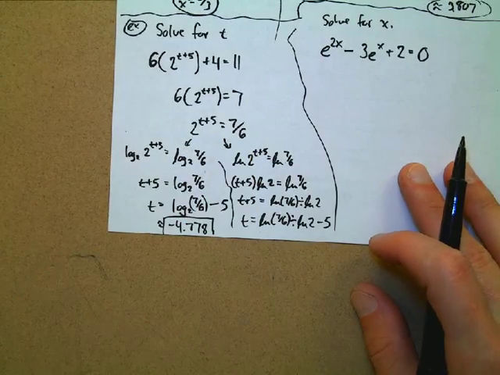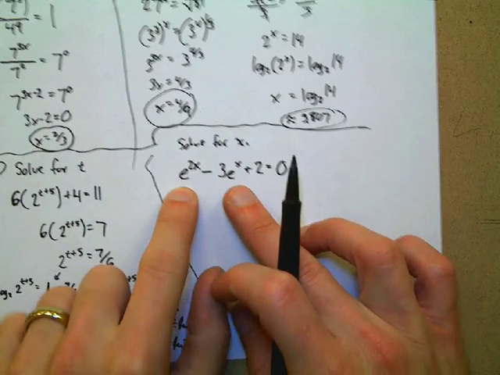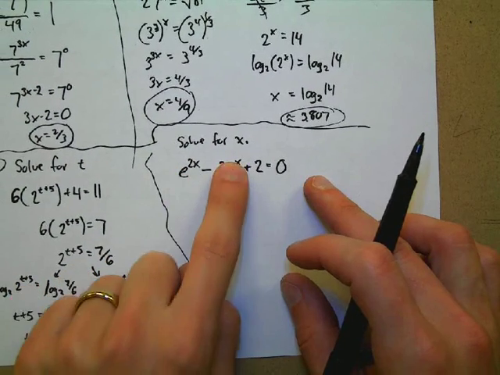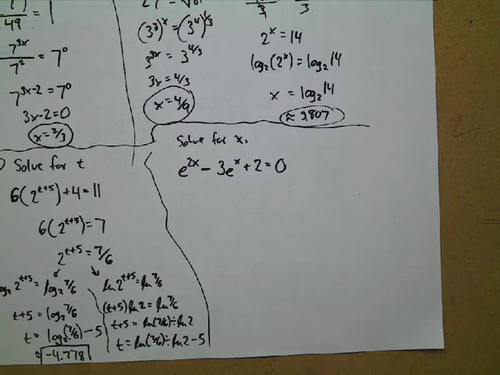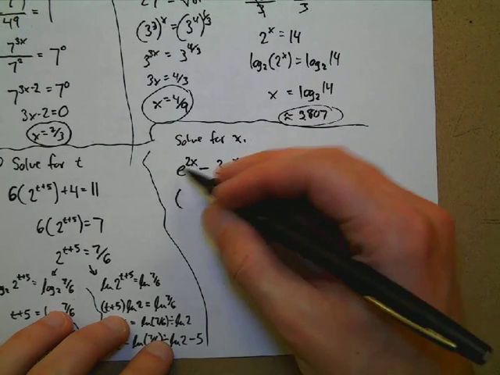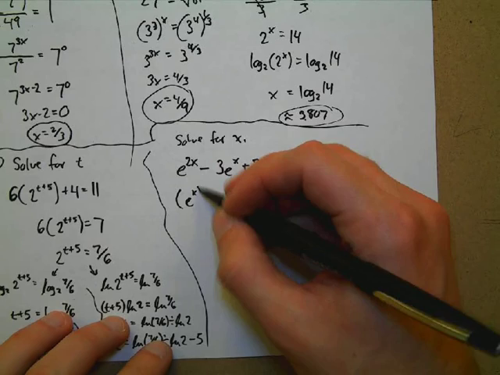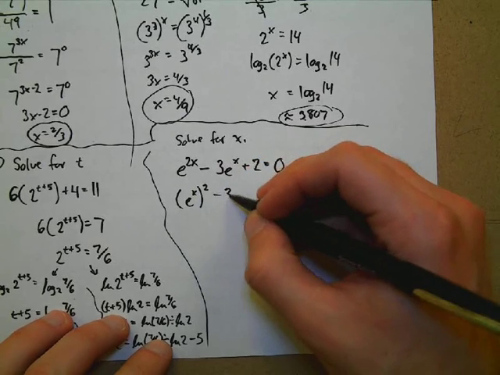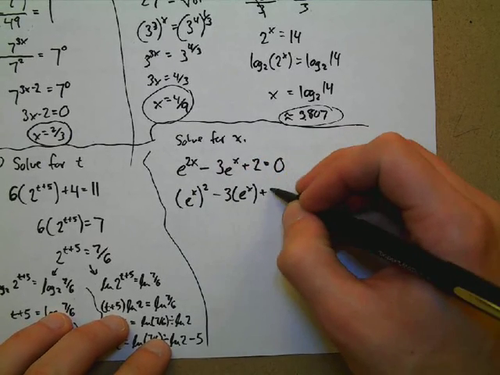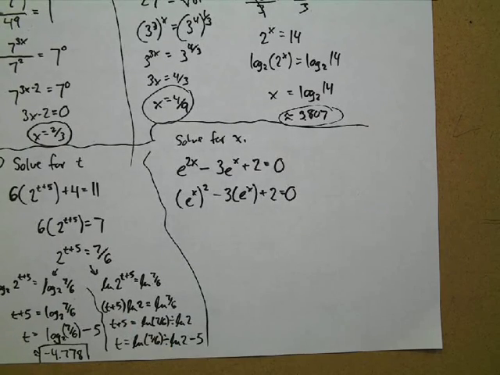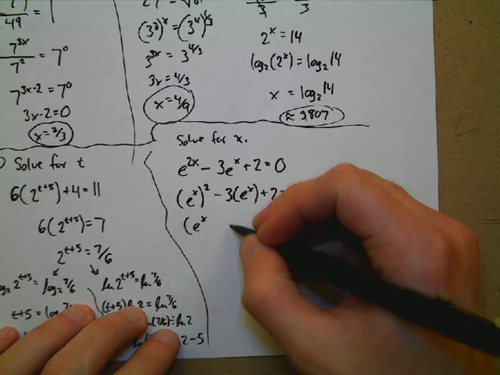But e to the 2x is the same thing as e to the x squared, minus 3 times that e to the x again, plus 2 equals 0. What does this really look like? Quadratic, which we could maybe then factor. Exactly right. And so let's look here. We need 2 numbers that multiply to make positive 2, but add to make negative 3. Well, negative 2 and negative 1. And so there's the factors.